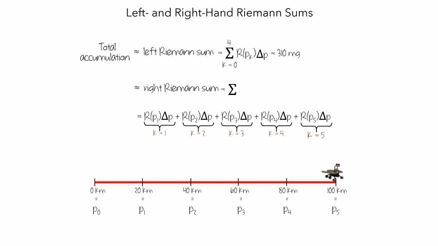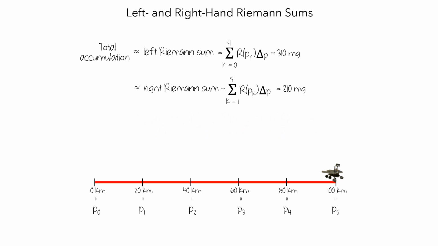Using sigma notation, we're evaluating the rate at p sub k and multiplying by delta p, but this time we're starting at k equals 1 and going up to k equals 5, which we indicate by writing these values below and above the summation symbol. And we previously calculated that this is equal to 210 milligrams. In summary, we have labeled the endpoints of each interval using a subscript. In the left-hand sum, the subscripts start at 0 and go up to the next to last subscript. In the right-hand sum, the subscripts start at 1 and go up to the last one. So now we have a way to write Riemann sums that distinguishes between the left and right-hand sums.